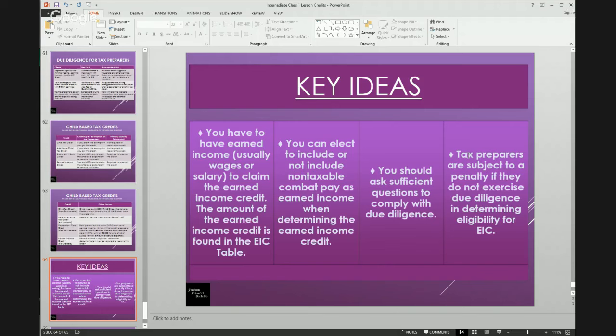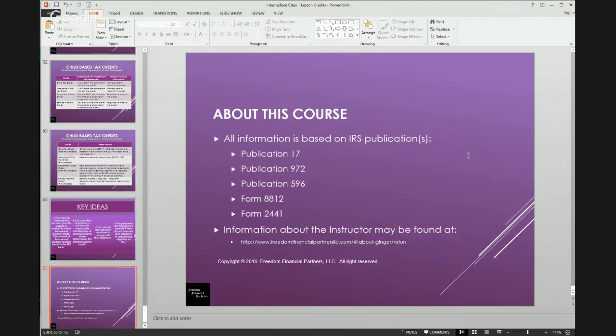There is EIC training available on the IRS website. I would encourage you if you are preparing taxes as a professional, or even if you're just preparing taxes on behalf of family members, if they are qualifying for the earned income credit, it would really be to your benefit to go on to that IRS website and review the earned income credit due diligence portions.